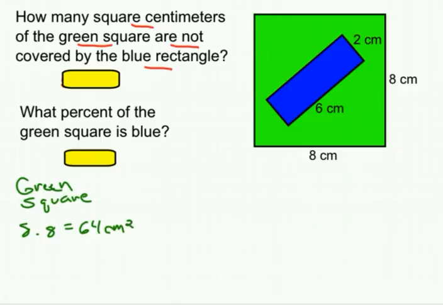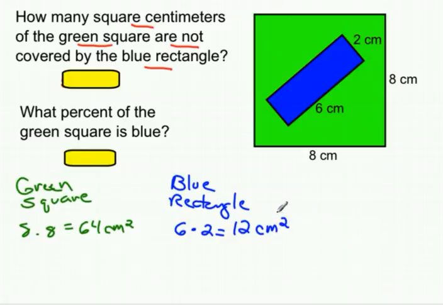But now we need to find out the area of the blue rectangle. So we get the blue rectangle, and we figure out its length and width. Its length is 6 centimeters, its width is 2, so that will give us an area of 12 square centimeters. All right, so then we ask ourselves, if this is 12 square centimeters and the whole entire square is 64, we need to subtract to find out what is underneath here.